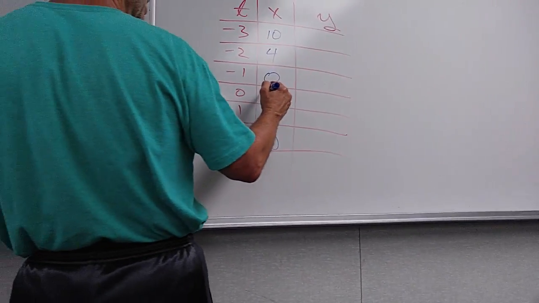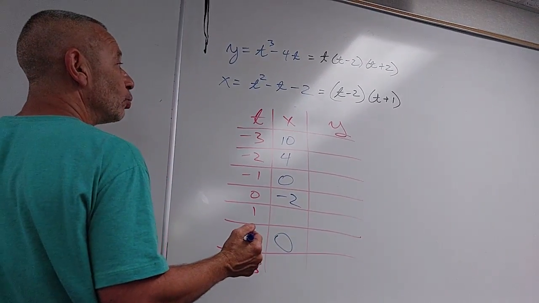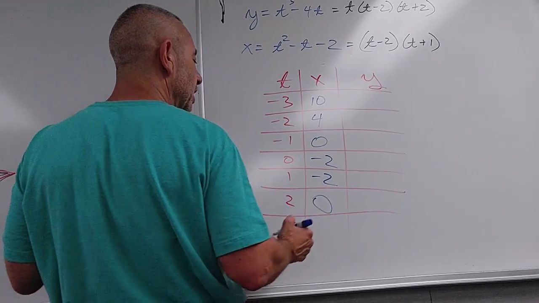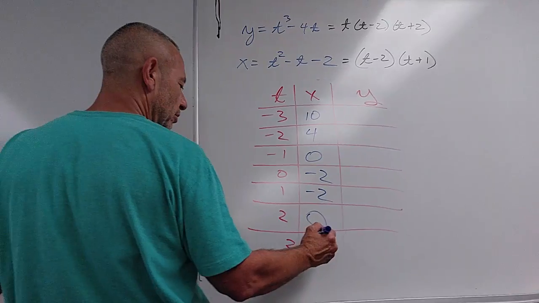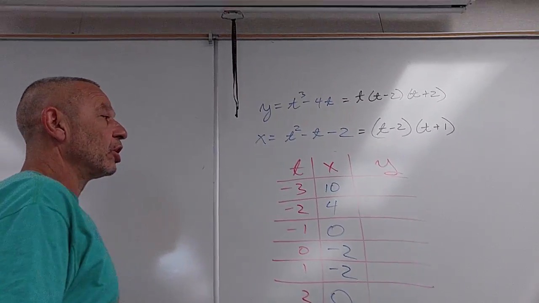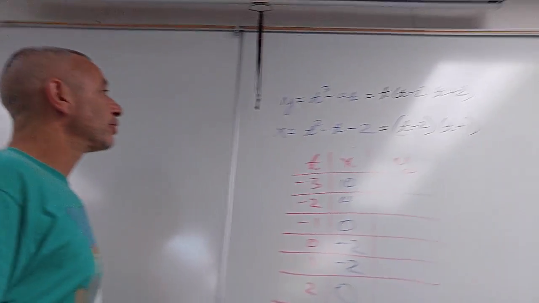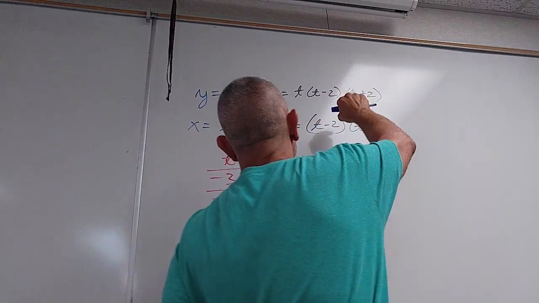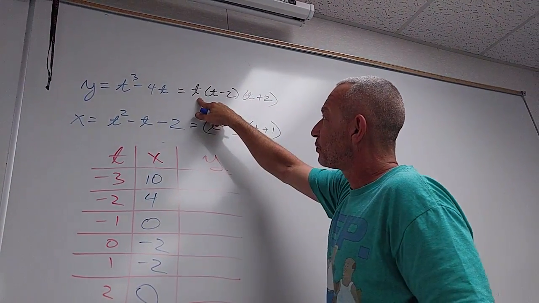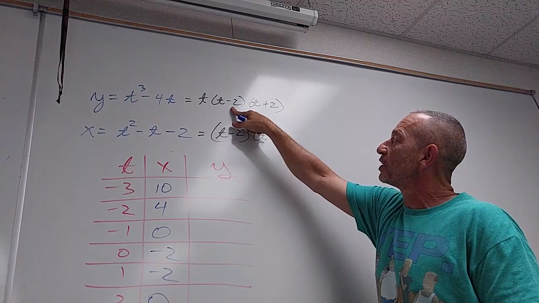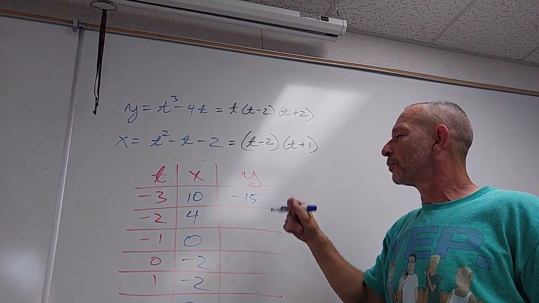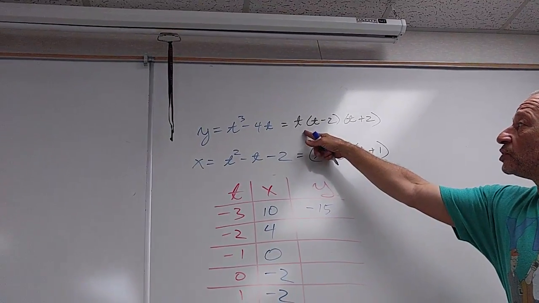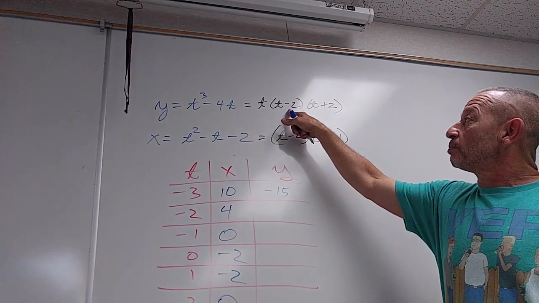Plug in 0, you get negative 2 for x. Plug in 1, and you get negative 2 again. Plug in 3, and you get 4. A little harder to plug that stuff into the y's, but again, the factored bit might be easier. Negative 3 times negative 5, that's 15, times negative 1. Negative 2 times negative 4 is plus 8.